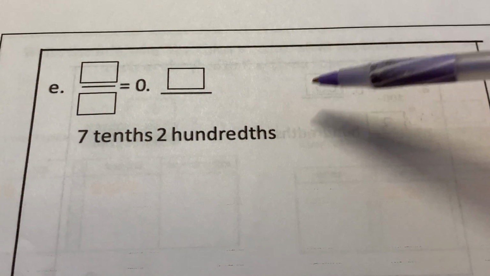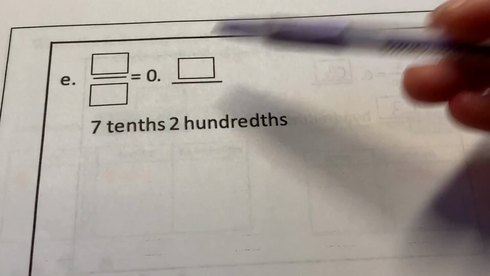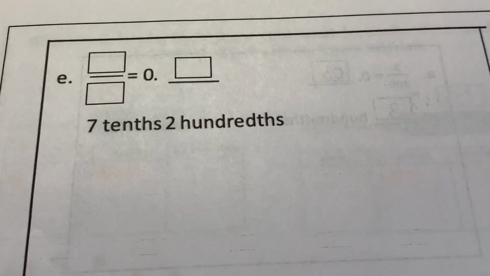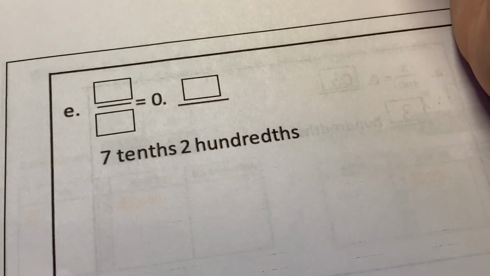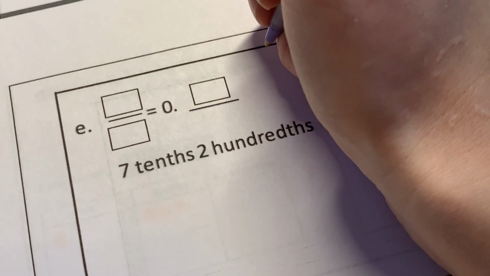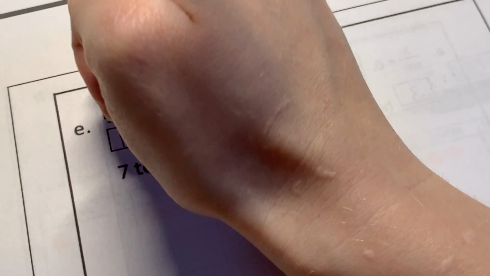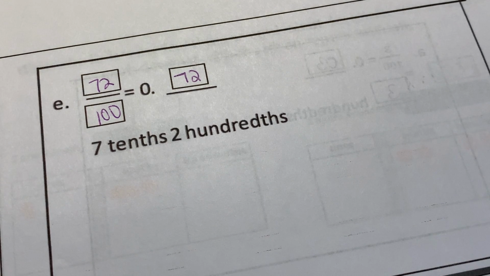All right, taking a look here, you need to give me the fraction, the decimal. Here it is in word form. All right, so let's go ahead and see that this is 7/10 and 2 hundredths. Okay, so 72 over 100. All right, that is your review.